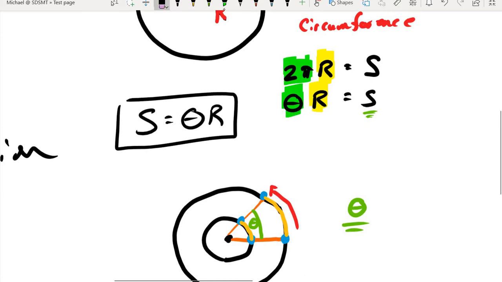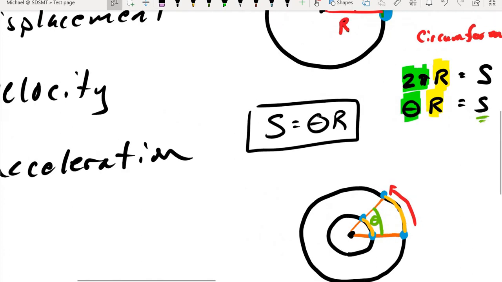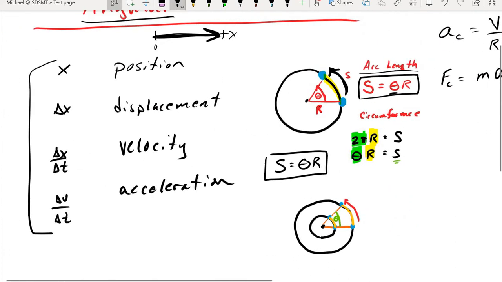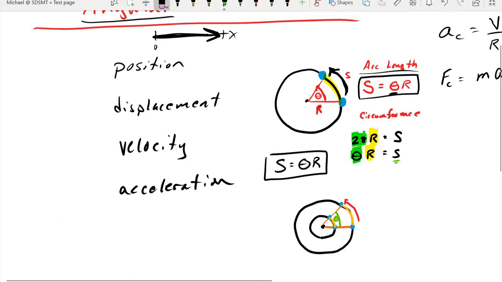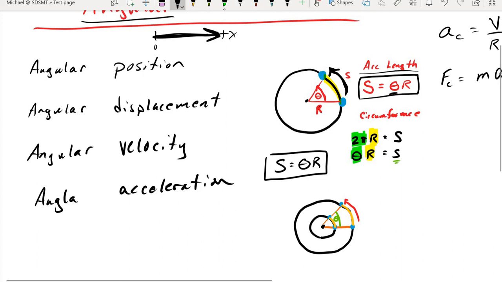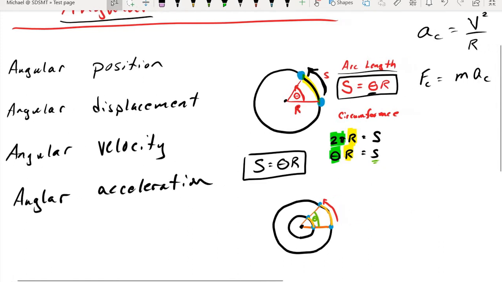So theta is what we are going to term our angular position. And I'm going to get rid of the expressions that I have over on the side here, because now the word of the day is angular. And we're going to put the word angular in front of all these other terms, and we will define what it means to have an angular position, an angular displacement, so on and so forth.